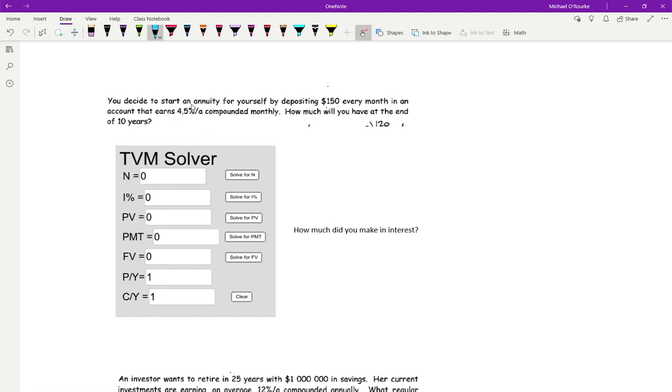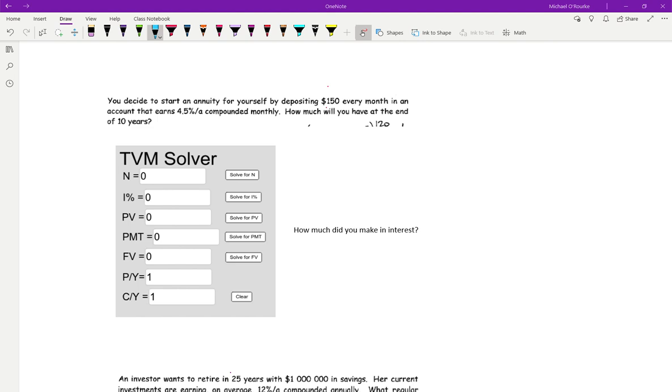You decide to start an annuity, so a regular payment or regular investment for yourself, by depositing $150 every month in an account that earns 4.5% interest, compounded monthly. How much will you have at the end of 10 years? Okay, so I'm going to pause it right now and let you figure that out.